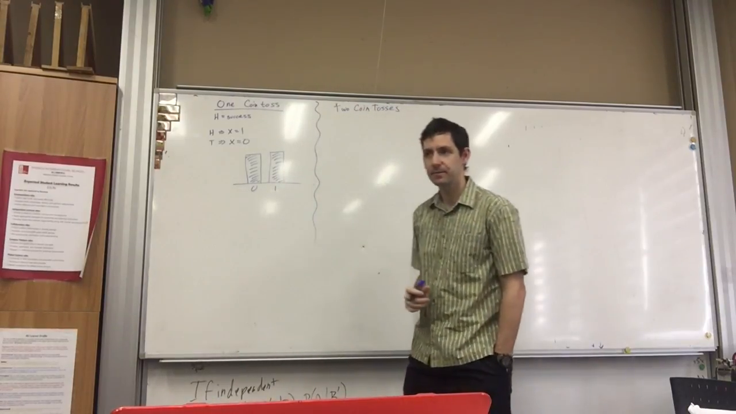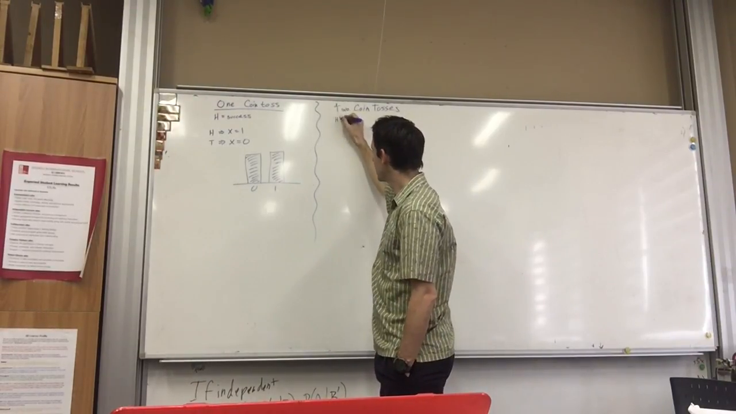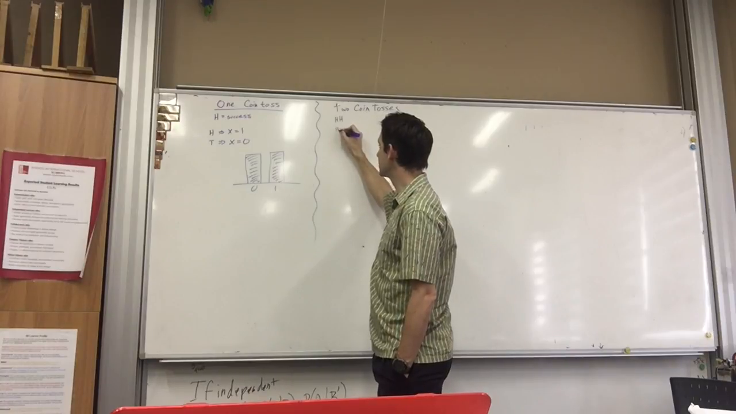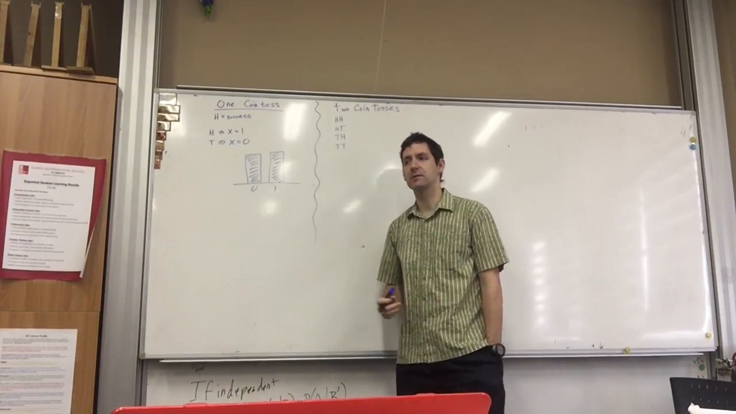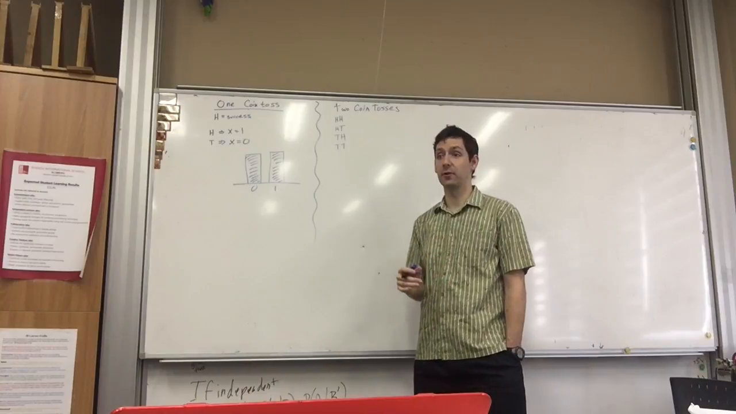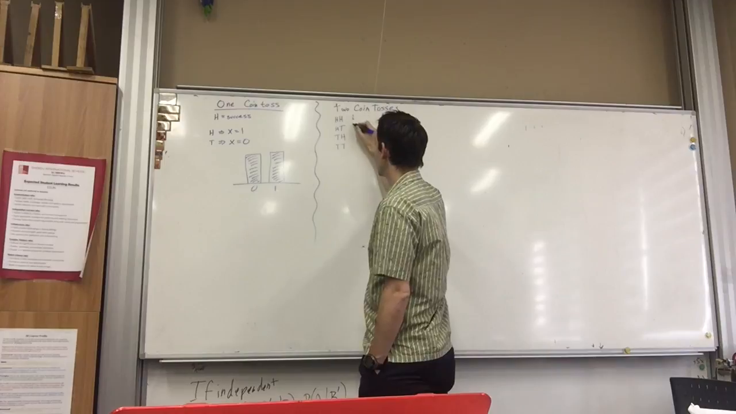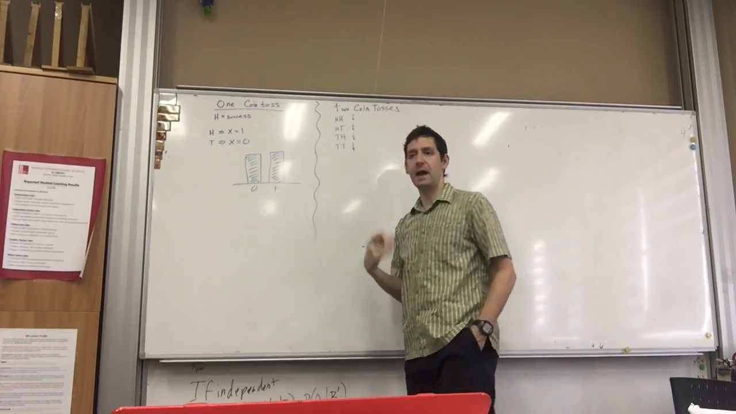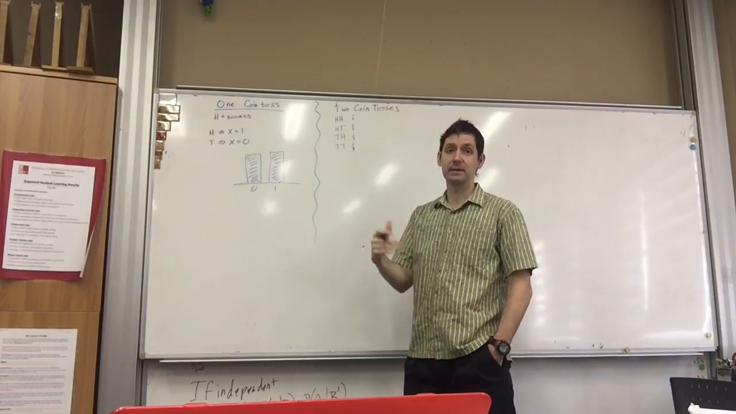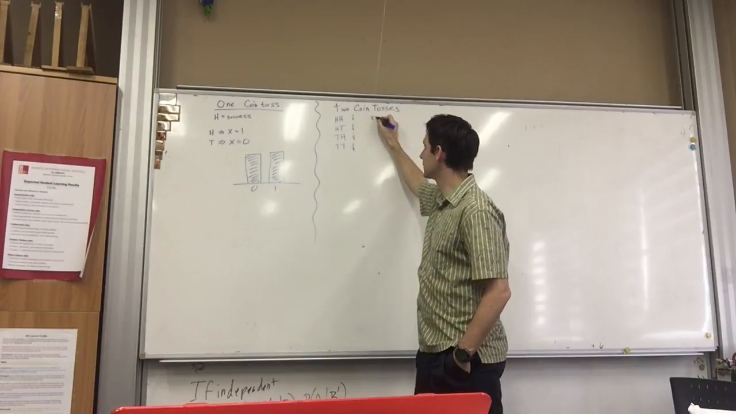Two coin tosses. What are the possible outcomes? Heads, heads. Heads, tails. Tails, heads. And tails, tails. What's the probability for each of those? 1/4, 1/4, 1/4, 1/4. Now, if x, our random variable, is the number of heads, then what is the value of x here?